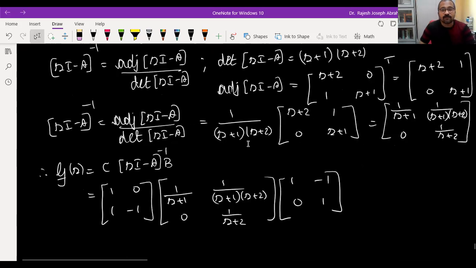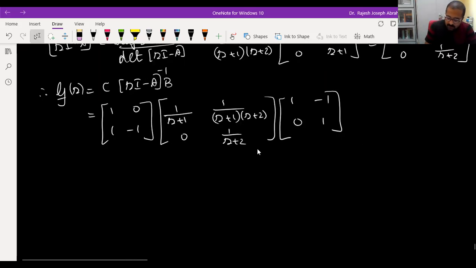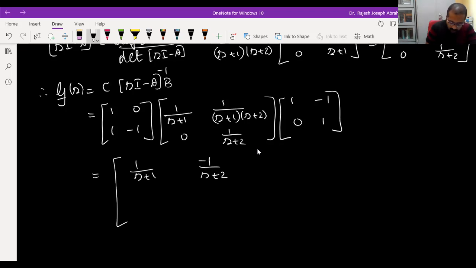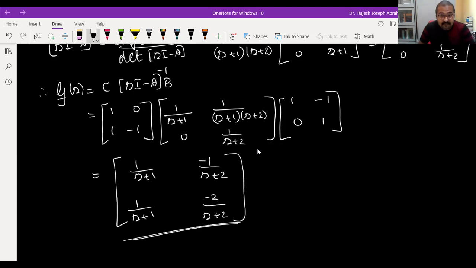Okay. Now how will you expand this? This into this plus this into this will be the first row. So you know how to multiply that, right? First you multiply these two, then you multiply with this thing. So eventually what will you get? You will get 1 by S plus 1 minus 1 by S plus 2, 1 by S plus 1 and minus 2 divided by S plus 2. So this is the transfer function matrix, G bar. Okay, so in this way you can calculate the transfer function matrix from the given ABCD matrices.